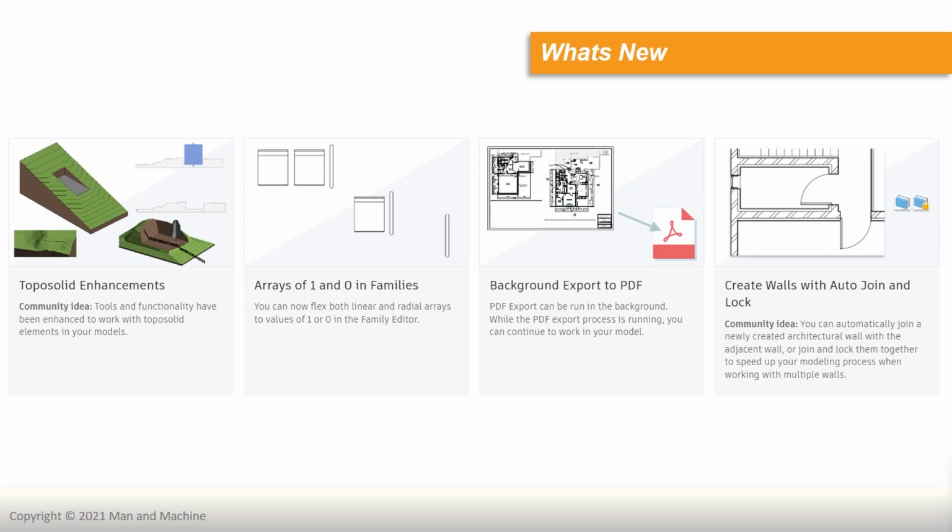Walls. So create walls with auto join and lock. So this probably isn't what you're thinking at the moment. Walls already join within Revit if you want them to. What this kind of does is, and I'm thinking of a scenario in my head.